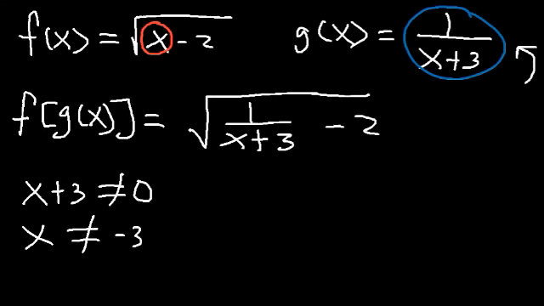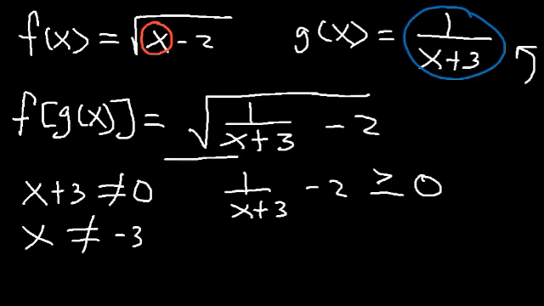Now, whenever you have a radical, the inside of a square root cannot be negative if the index number is even. If it's odd, it could be negative or positive. Doesn't matter. So 1 over x plus 3 minus 2 has to be equal to or greater than 0 if the radical is in the numerator, which it is. You can see it as being over 1. If you have a radical in the bottom of a fraction, then it's not greater than or equal to. It's just greater than 0.